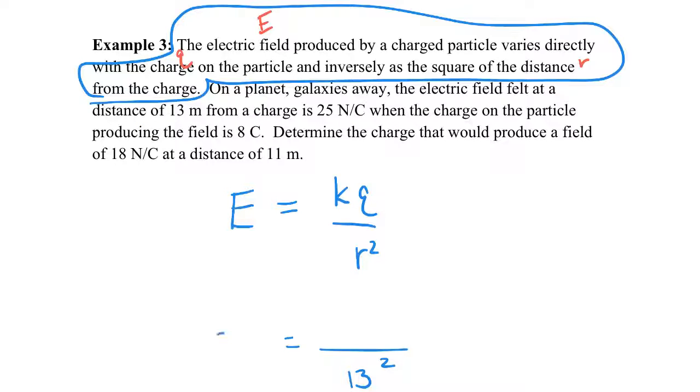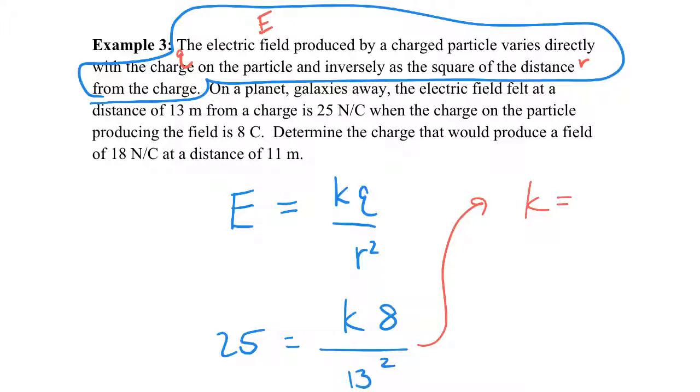Well, that's the electric field felt. So that's going to go in right here. The electric field felt at a distance of 13. Distance goes in for R. The electric field felt goes in for E. That's 25. When the charge on the particle producing the field is 8 coulombs. Again, who cares about the unit? It says, when the charge is 8 coulombs. That's going in for charge, which was represented by Q. So that's an 8. And again, what are we solving for? Yeah, K, the constant of variation.